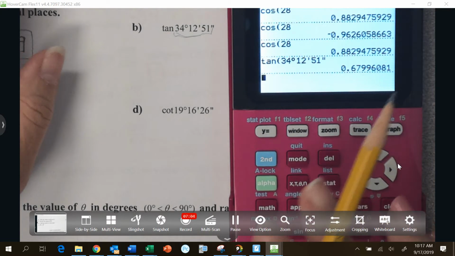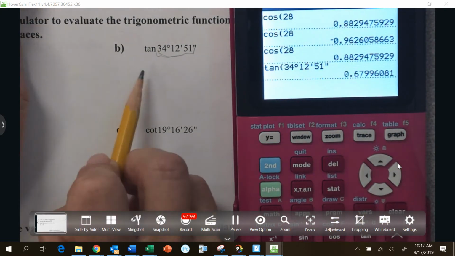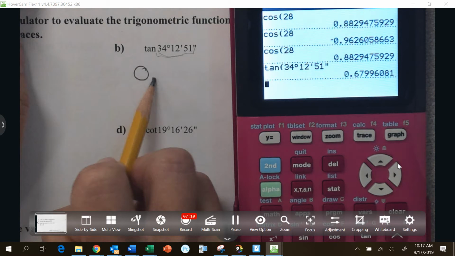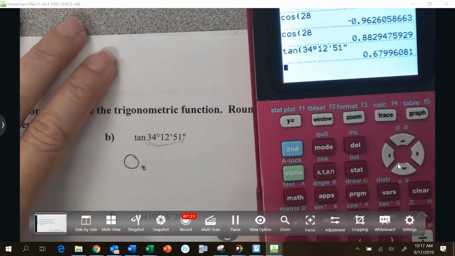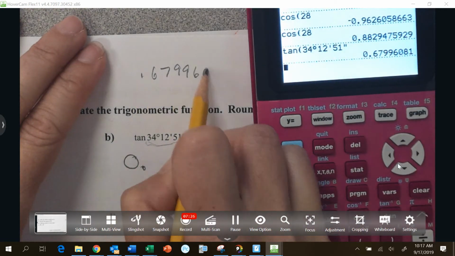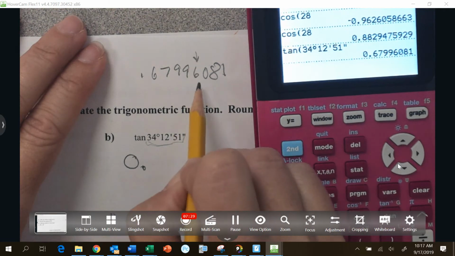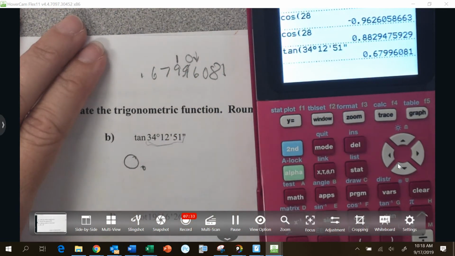So 0.67. Ooh, how do we round this correctly? We look at the fifth number, which is a 6. What does that tell me to do to the 9? Tells me to round it up. What's above 9? 10. So we have to add in. I'll write it up here so you can see what I'm talking about. So we look at that, and that says round up, so I have to make this into a 10, but that means you have to carry the 1.